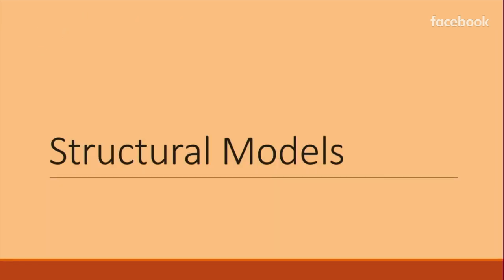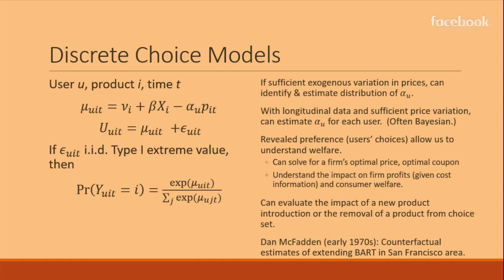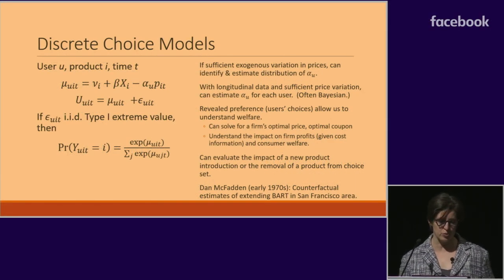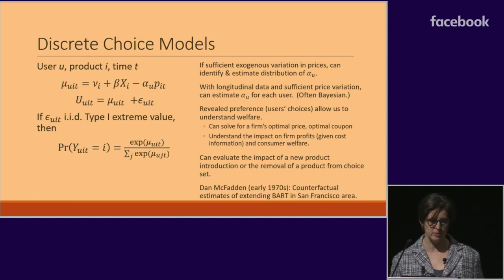So let me now skip to the last part. I want to talk a little bit about structural models and discrete choice models in particular. And this is an area where I've been working together with David Blei to try to put together some modern machine learning methods from Bayesian inference, variational inference, with traditional econometric structural estimation.